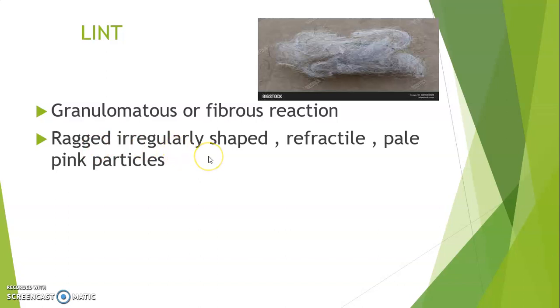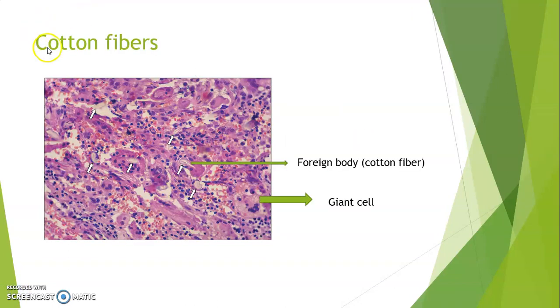Ragged, irregularly shaped refractile pale pink particles. They are seen on histopathology as refractile pale pink particles. Now, cotton fibers will also lead to foreign body giant cell reaction. These are the cotton fibers, and you can see the giant cell reaction, lymphocytes, giant cells.